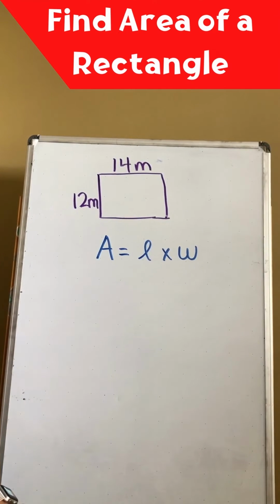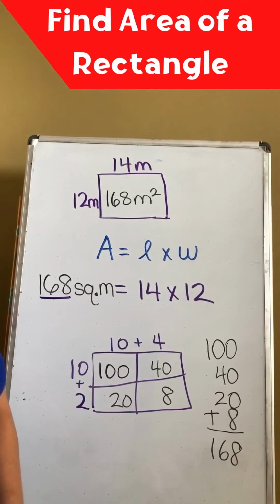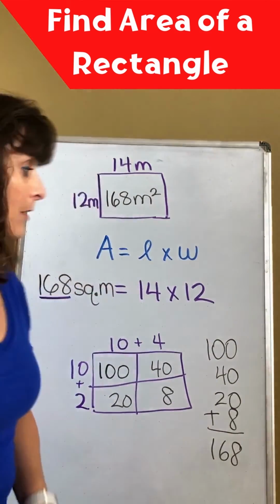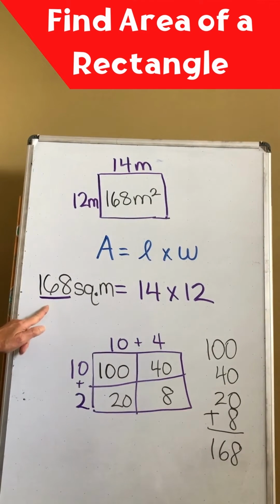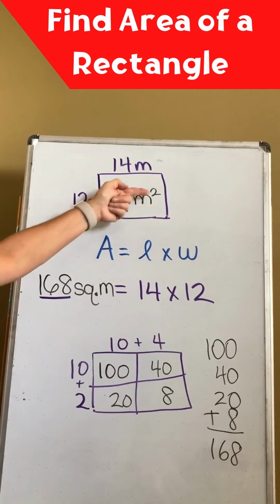For this rectangle, our length is 14 meters and our width is 12 meters. If I multiply 14 times 12, I come out with 168. I need to label it in square meters or meters squared.